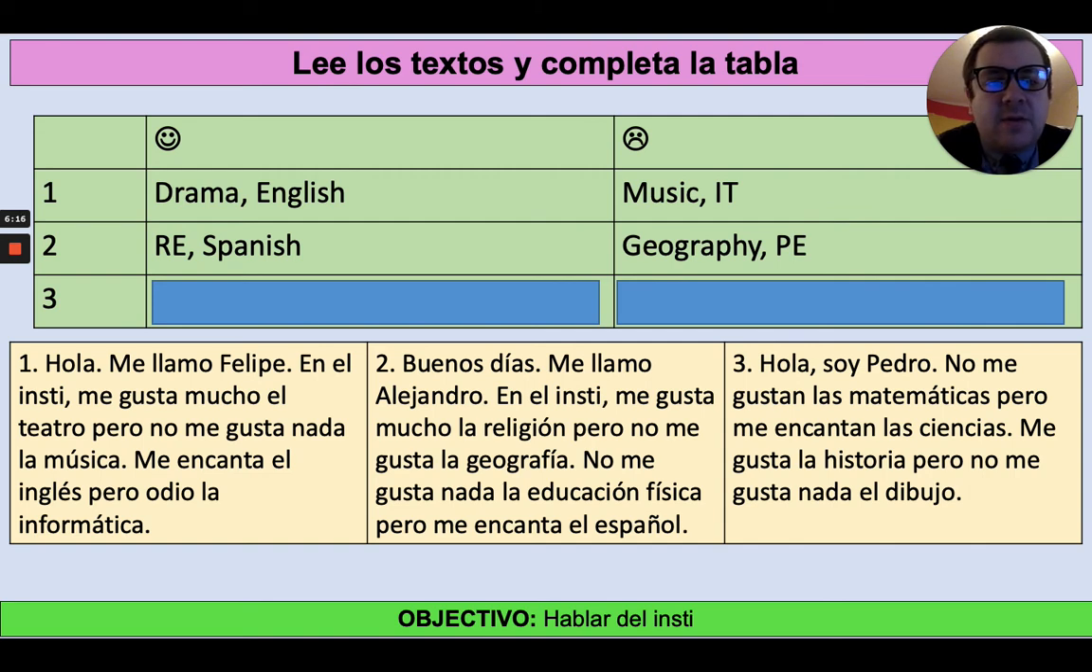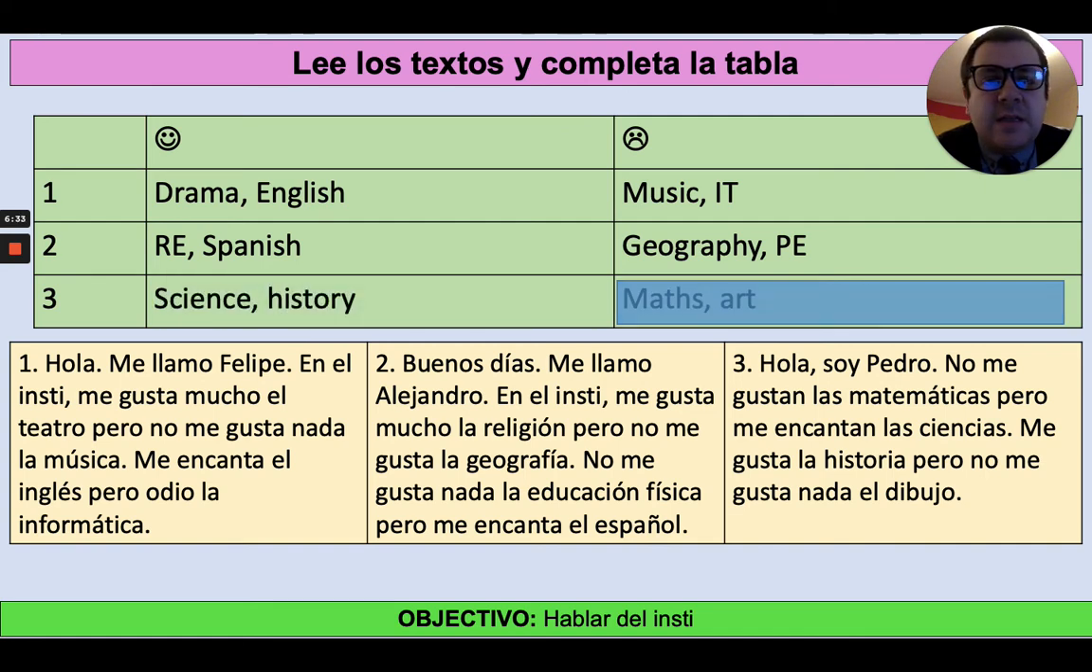3, Pedro says, no me gustan las matemáticas. I don't like maths. Pero me encantan las ciencias, but I love science. Me gusta la historia, I like history, pero no me gusta nada el dibujo, but I really don't like art. So you should have science and history in likes, and maths and art in dislikes. Okay?